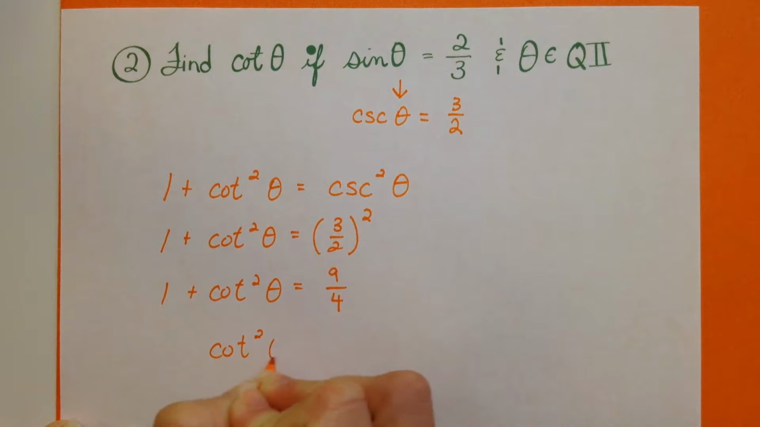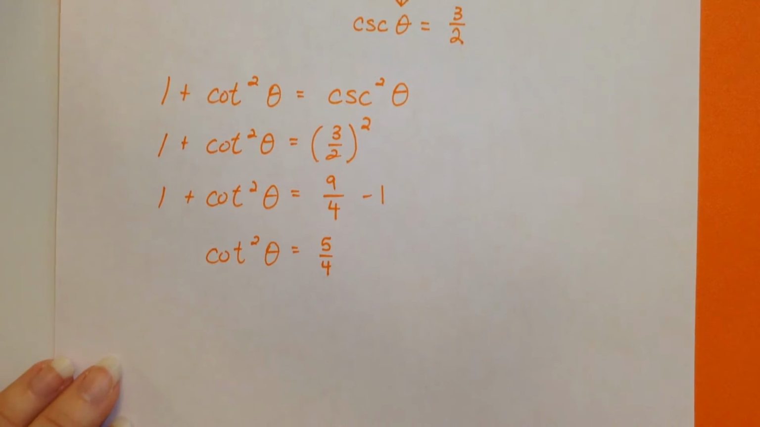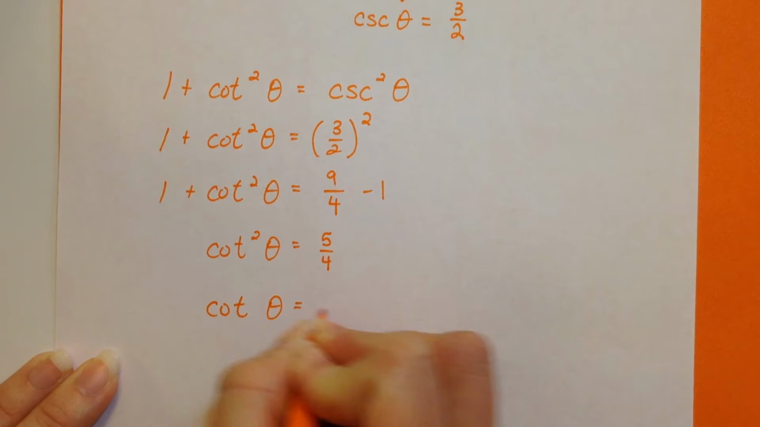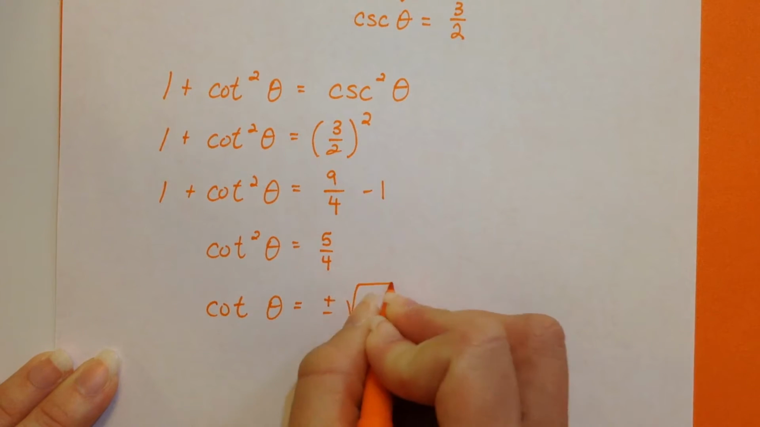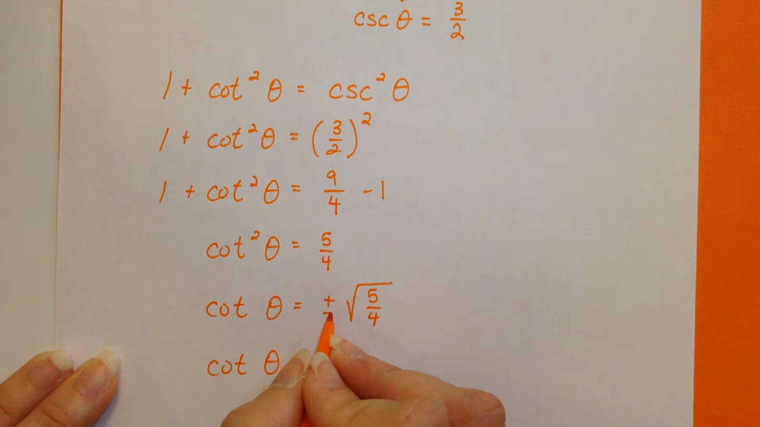Okay, so now I'm going to subtract 1. So that's going to give me 5/4. So if you do your 9/4 minus 1, that'll give you 5/4. Now we're looking for cotangent. Of course, what I have at this point is cotangent squared, so we need to take the square root of both sides. Of course, when you take the square root of both sides, you have your plus minus. We'll decide plus minus in just a second.